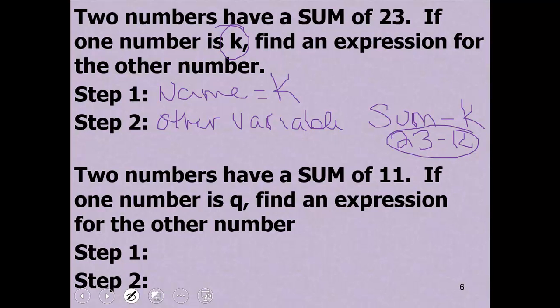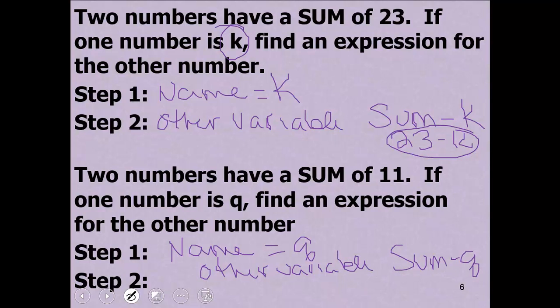All right? Try this next one and see how you do. Okay, two numbers have a sum of 11. If one number is Q, find an expression for the other. So they've told me the name of one variable is Q. My other variable has to be what? Sum minus Q. And what's my sum? 11. Just as easy as that. This is the answer that you're looking for: 11 minus Q.